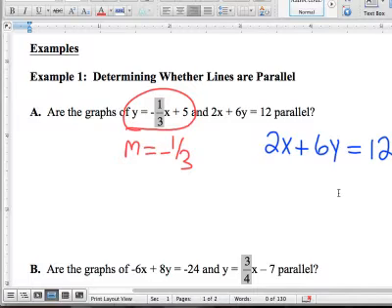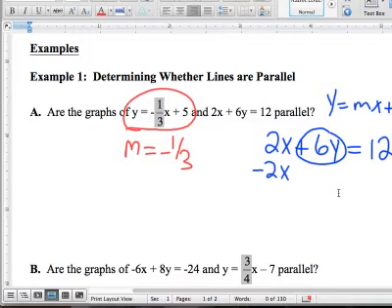2x plus 6y equals 12. All right, so we need to get this into y equals mx plus b form. That means the y is by itself. So we need to start manipulating this equation to where we get y by itself. We want to isolate this 6y term. We want to get it by itself right now. For right now, we'll just get 6y by itself, and then we'll go from there. So we need to subtract 2x from both sides of this equation.